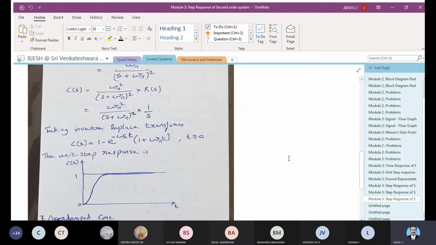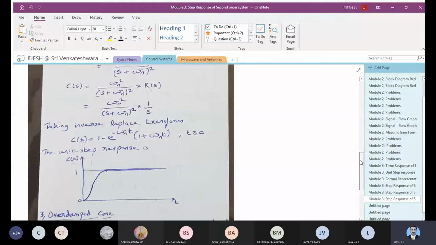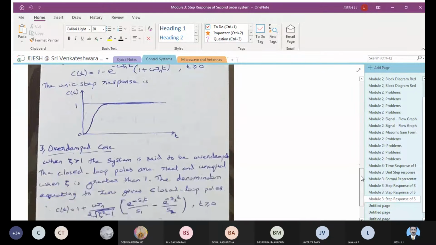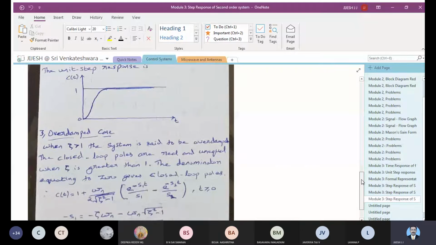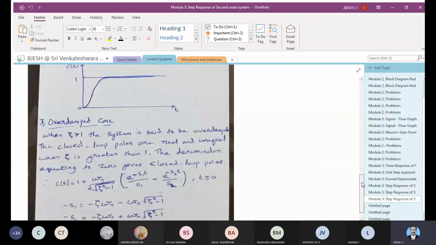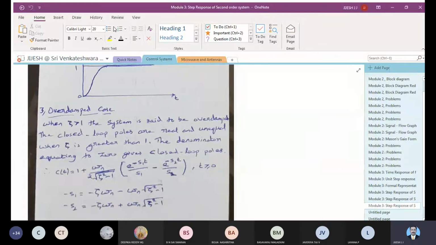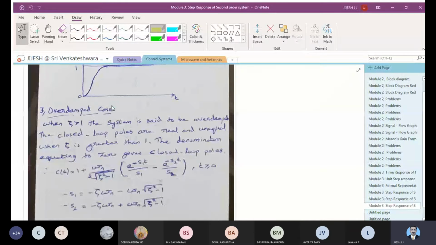All these things we have been discussing in the previous class. Now we will focus on the overdamped case, where we take zeta greater than 1. The system is said to be overdamped. The closed loop poles are real and unequal, and the denominator equated to 0 gives the closed loop poles.